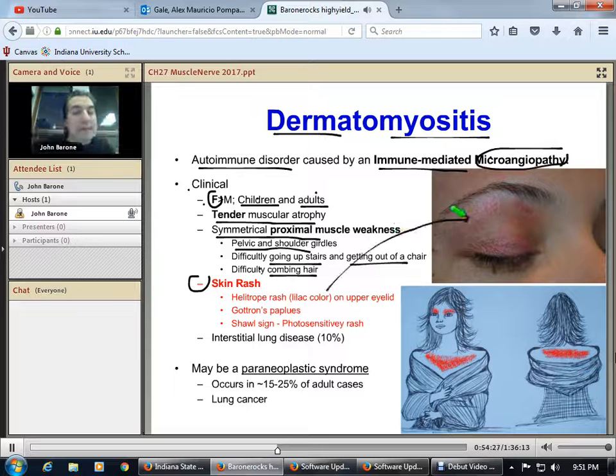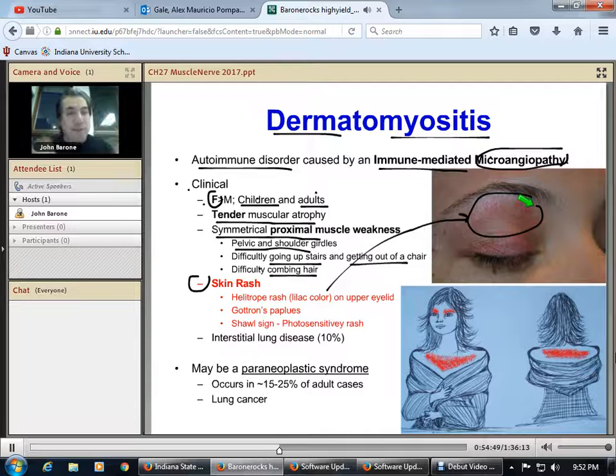Now, it tends to be a purple-red color. Now, in this particular picture, it looks more red to me, but some people say it may look a little purplish, so they call it a lilac color. And not only is it red, but do you see the way it's swollen here? You get this edema. So they get this periorbital edema and redness. It's all swollen, like where you'd be crying.